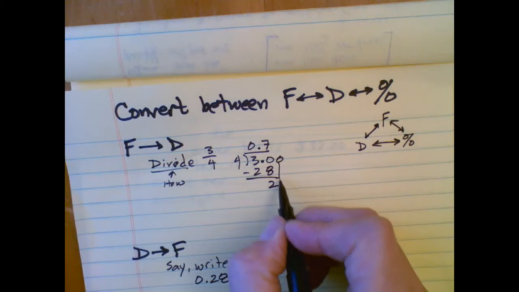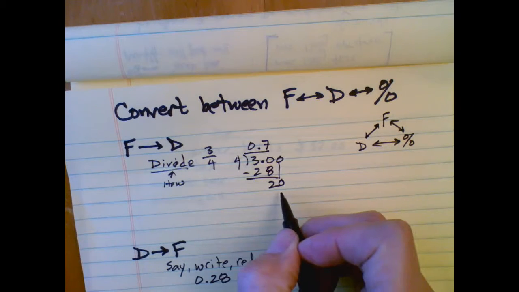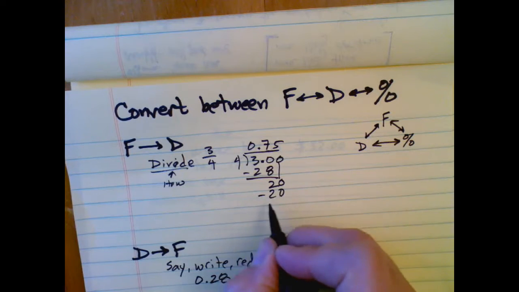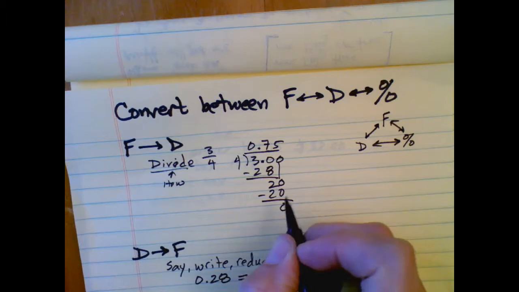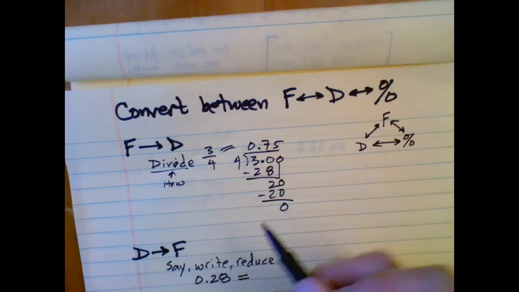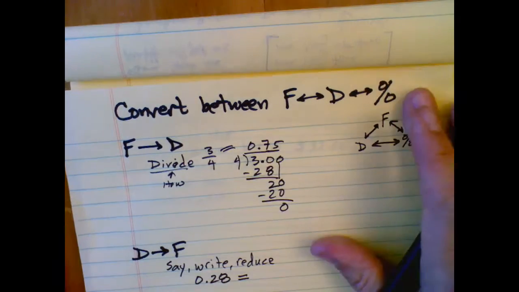I can add another 0, bring it down. How many 4s go into 20? 5. 5 times 4 is 20. 20 minus 20 is 0. So 3/4 is equal to 0.75, or 75/100ths.